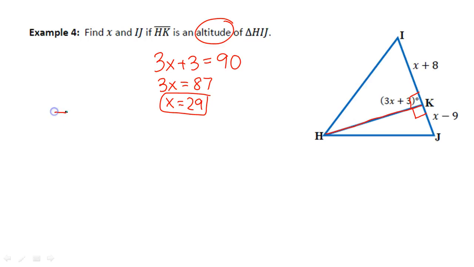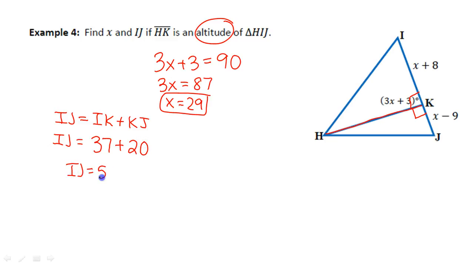I know that IJ is equal to IK plus KJ. I can find out what both of those are by plugging in 29. 29 plus 8 is going to be 37, plus 29 minus 9 is going to give me 20. So IJ is going to equal 57.